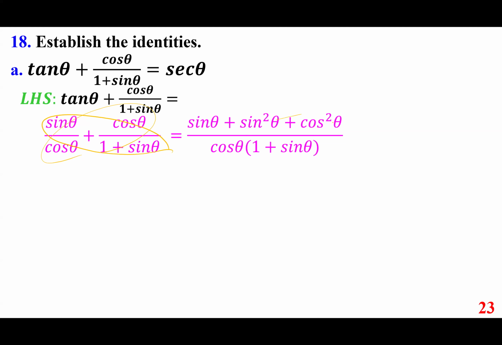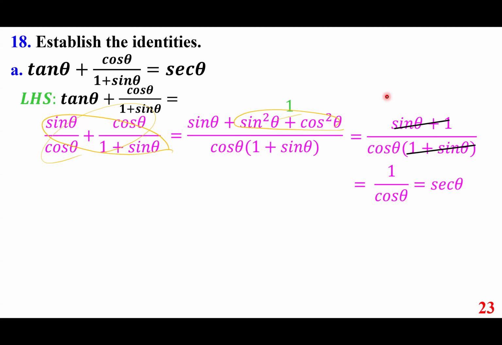Obviously, these two add up to 1. We replace. And so that means we can drop this, since sine theta plus 1 and 1 plus sine theta are the same. These two we can drop. So this becomes 1 over cosine theta, and 1 over cosine theta is secant theta. Knowing different identities, everybody.